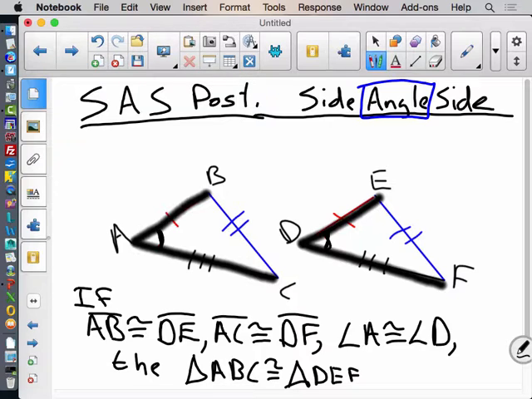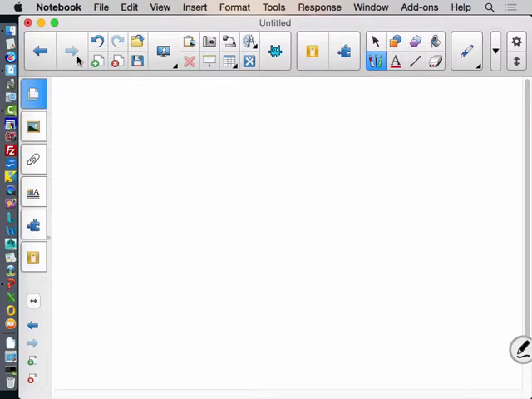When you go to use this problem, you'll see in example number 2, they're just going to give me two side lengths and the angle trapped between the side lengths. And if they're all congruent, then I can prove that the triangles are congruent using this side angle side theorem. So let's go ahead and do example number 2 so you can see this in action.